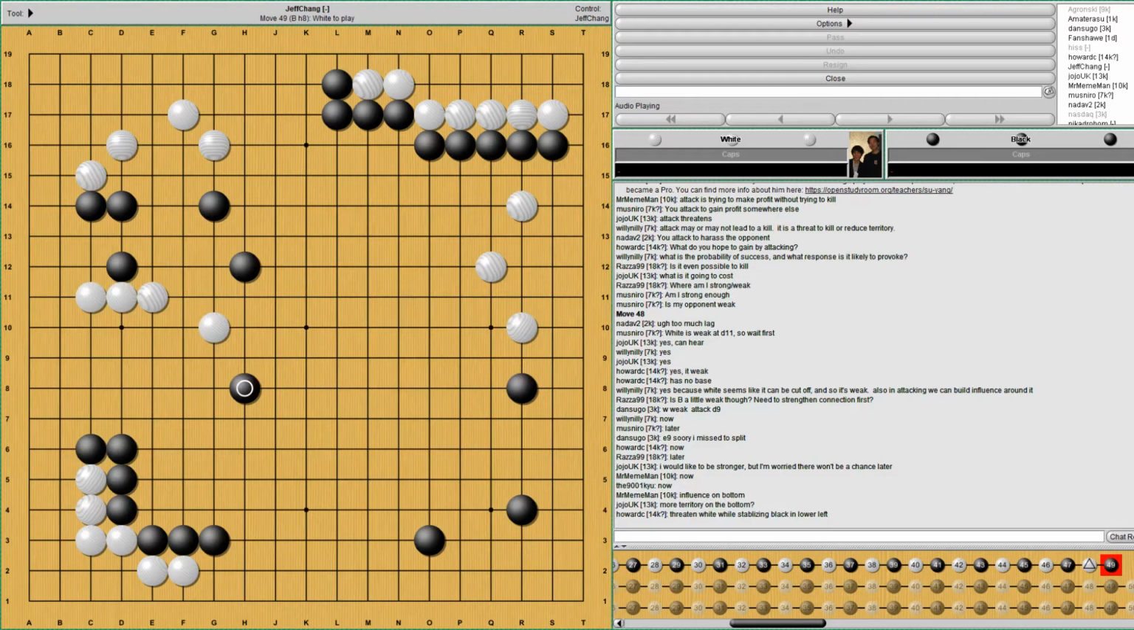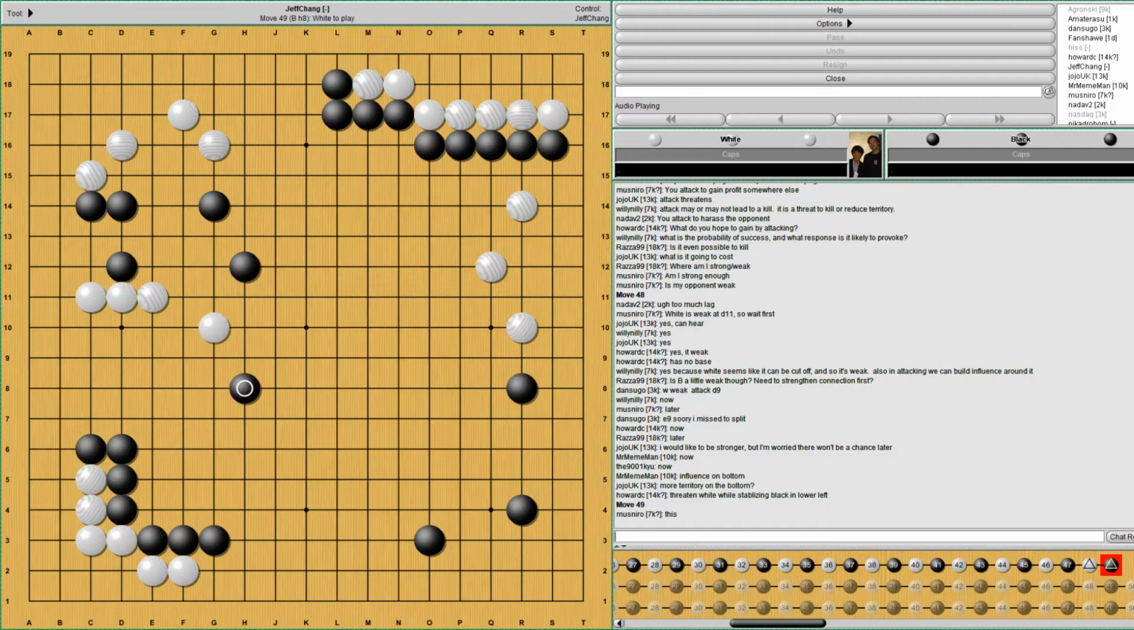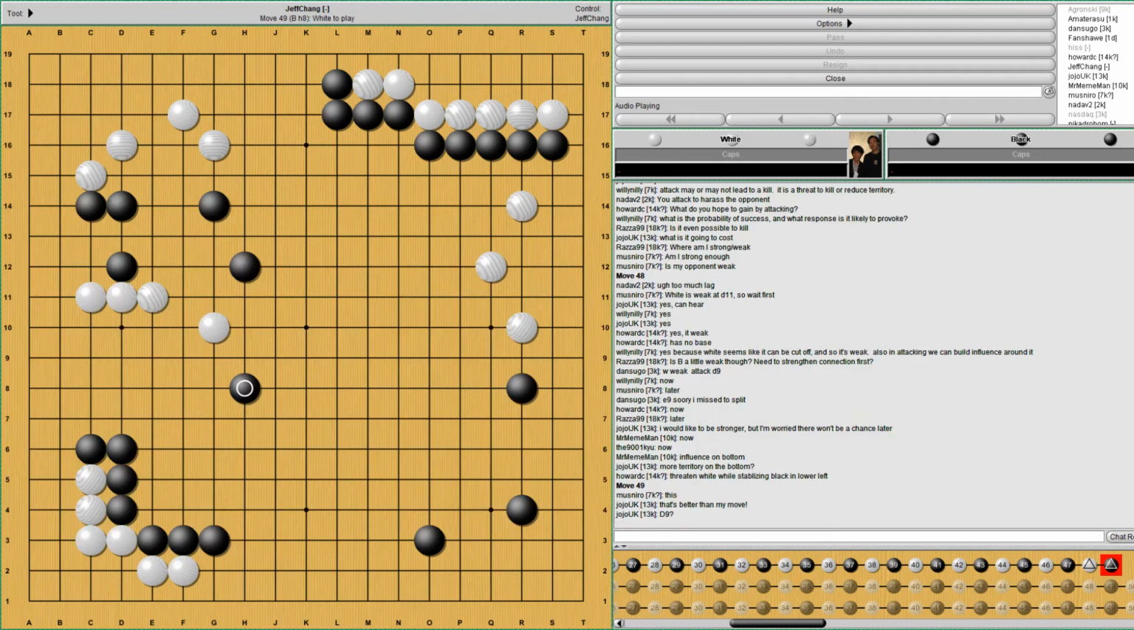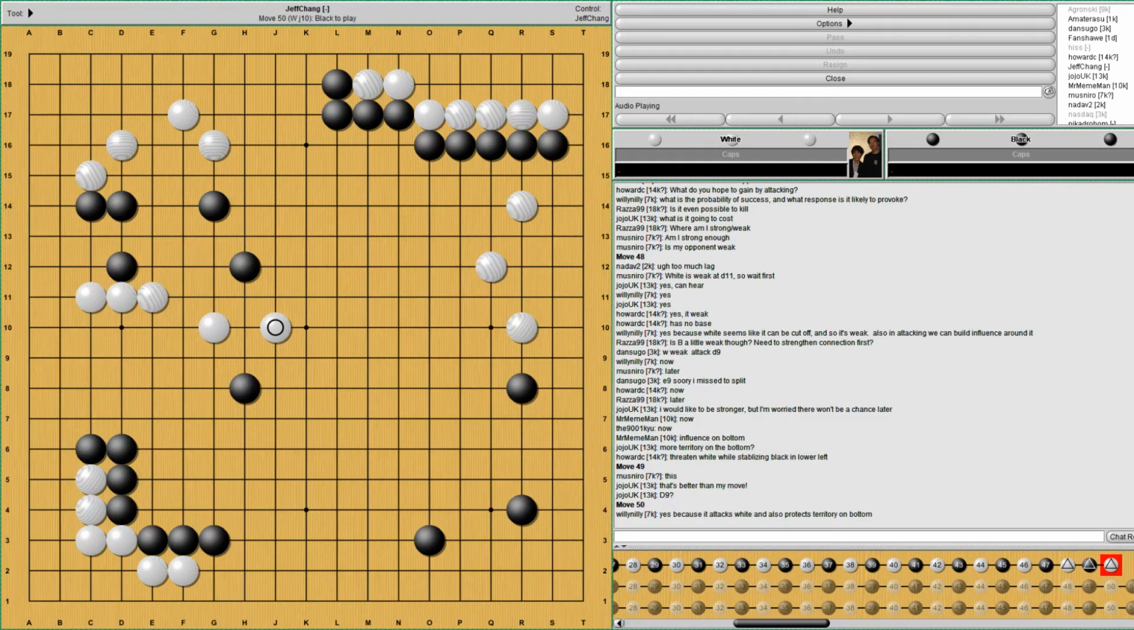Because here I'm trying to follow your logic. You said influence on the bottom, make more territory at the bottom, and threaten that white will stabilize the black at the lower left. This, okay? That's better than your move. So then we can easily assume that white definitely wouldn't want to be sealed in, so white is going to get out from here, right? If you do something like this.